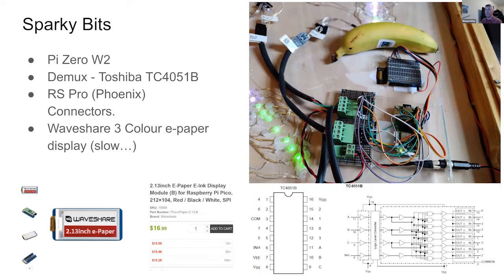So as I mentioned, I'd use the W2 for the demuxer. I used the TC4051B. These green connectors are the RS Pro, or they're also sold by Phoenix. So really good and solid connectors. These are Molex SL connectors, which are right down there. And I've used this Waveshare 3-color e-paper. So it's quite slow. So it's not really appropriate for displaying a lot, but it does work fine for this application where you're sort of displaying the time and you're updating every minute sort of thing.